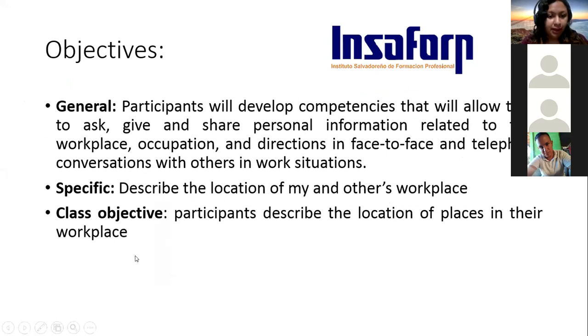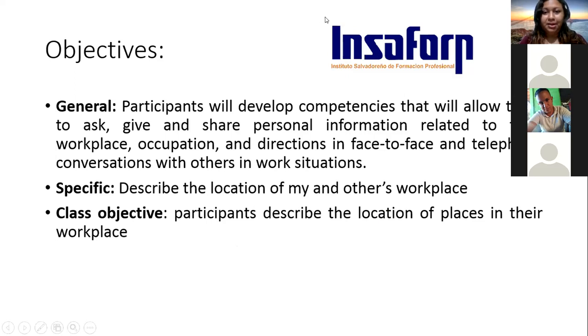Okay, very good. Now let's see the class objective: participants describe the location of places in their workplace. Location, location, locación, ubicación of places in the workplace.